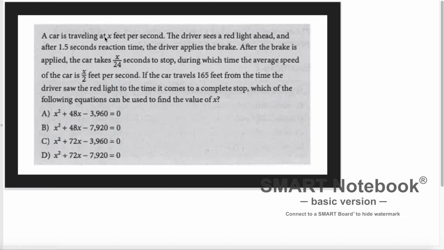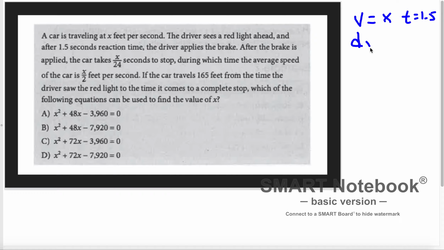A car is traveling x feet per second. What does it mean? It means the v is equal with the speed, so x represents the speed. The driver sees a red light ahead and after 1.5 seconds, so t is equal with 1.5 seconds. So this is a reaction distance.